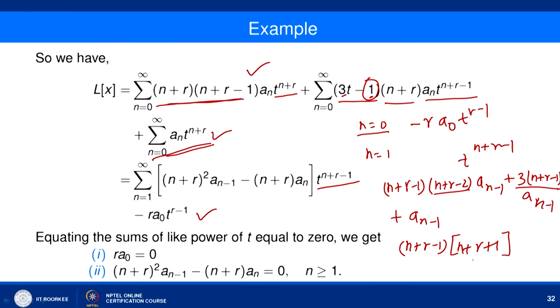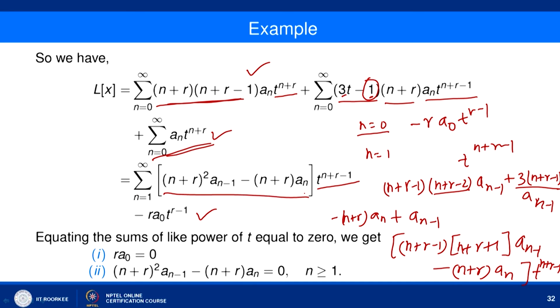Then there is one more term left out because of this, that is here I have to write one more term, that is minus n plus r a n. So, that I am writing here. So, we will get n plus r minus 1 into n plus r plus 1 a n minus 1 minus n plus r a n, and these are the coefficients of t to the power n plus r minus 1, which I am writing here. If you simplify, what is it?